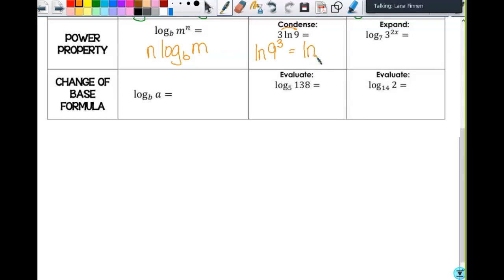81 times 9. That's not really even a difficult one to think through. Just think about it. If I have 81 times 9, 9 times 8 is 72, so that's 720, and then 9, so it's just 729. There you go. Then to expand it, my exponent just comes out front, so I get 2x times log base 7 of 3.